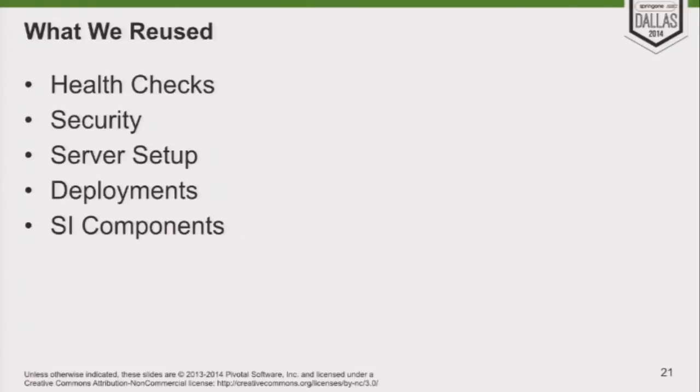So we have lots of these Grails applications. We've spun up, I think we're up to 8 to 9 on my team of 3 people alone, running in production. So we have a lot of reuse, though, that enables us to do this. So we reuse health checks, security, the server setups, the deployments, and the Spring integration components. I'm kind of going to go through how we reuse each of these things and talk about how that works. And if there's any questions about why we didn't reuse other items, things like that, feel free to jump in.